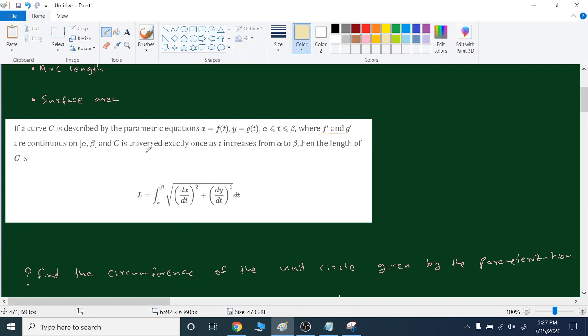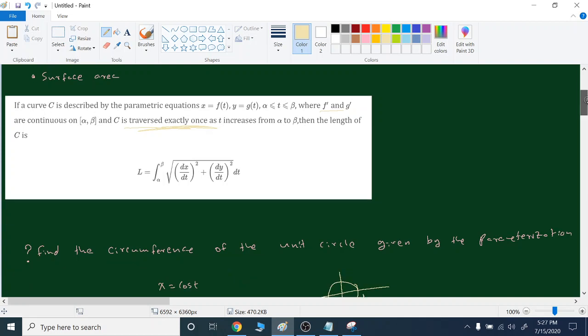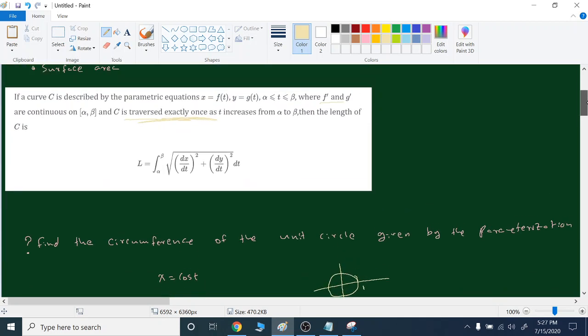And there's another important word here saying that C is traversed exactly once. I will explain the meaning of that in a little moment, but just for the time being, let's try to apply these conditions for this result, right? So basically what we have is alpha and beta. They are the starting point and the end point of the parameter.